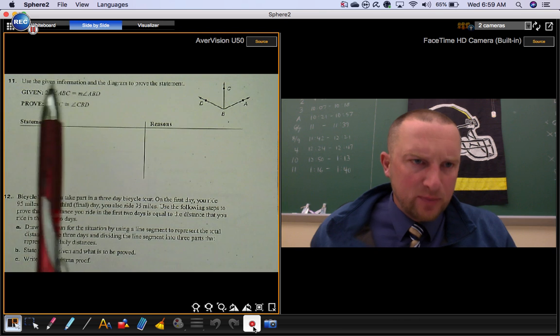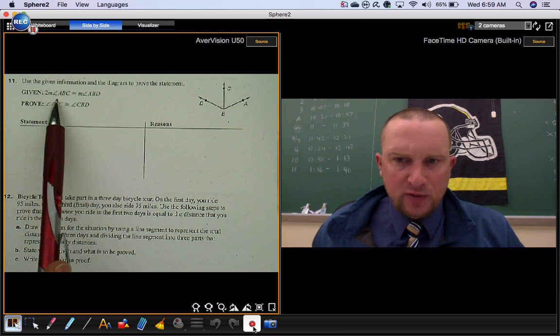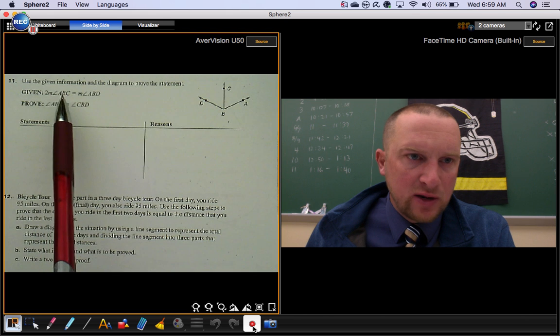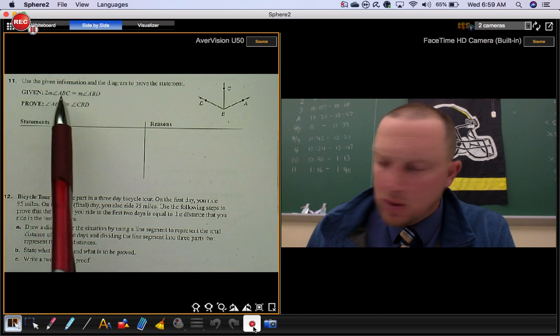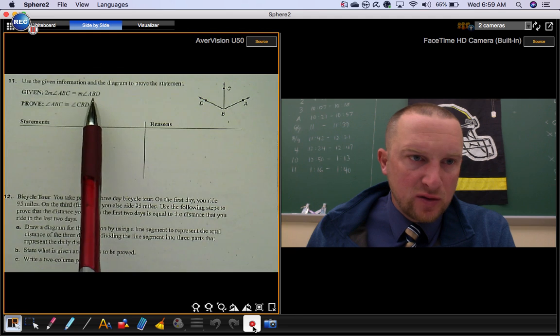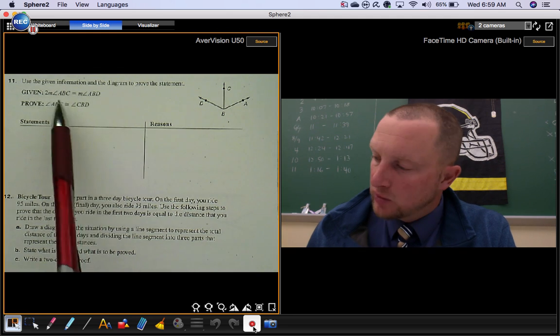Here's what you're given, and I know this is a little bit tough to read the first time through, but this is 2 times the measure of angle ABC. It's not 2m, it's 2 times the measure of angle ABC equals the measure of angle ABD. That's what you're allowed to use.